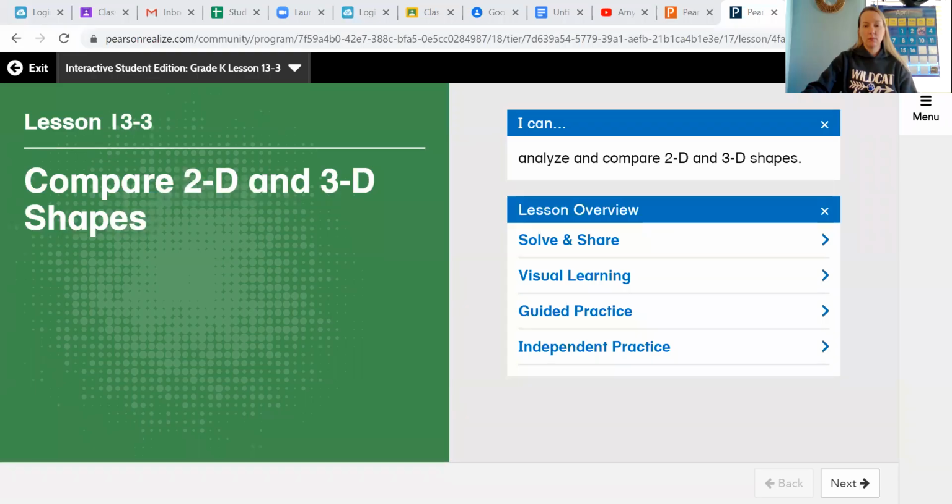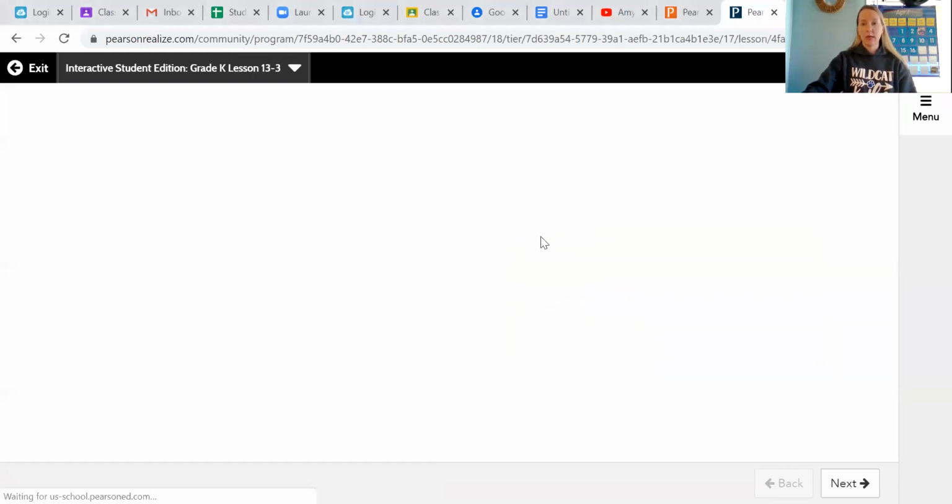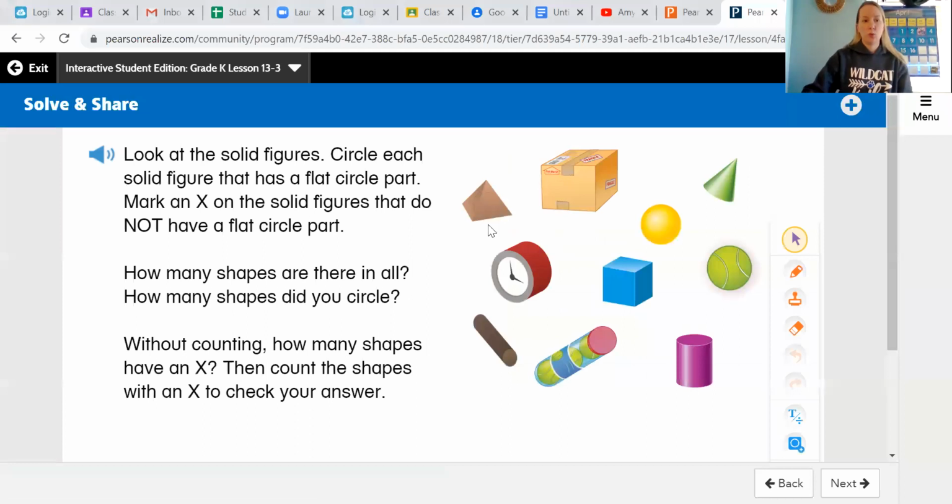Wildcats. Today's math lesson is going to be about comparing 2D or flat shapes and 3D or solid shapes. So we're going to compare 2D and 3D shapes. I'm going to go ahead and open up our math screen and we will get started. All right, here we go.